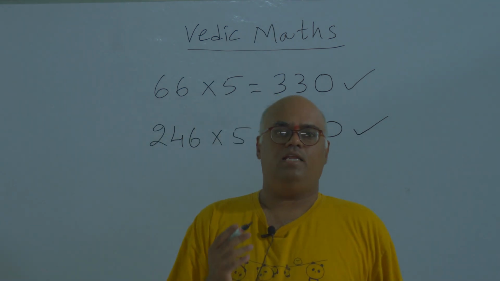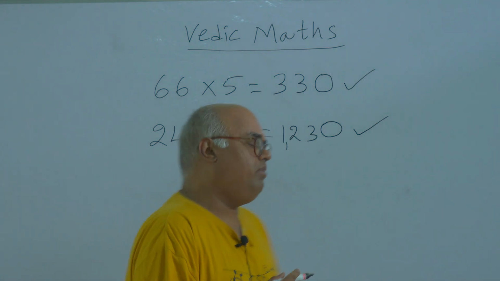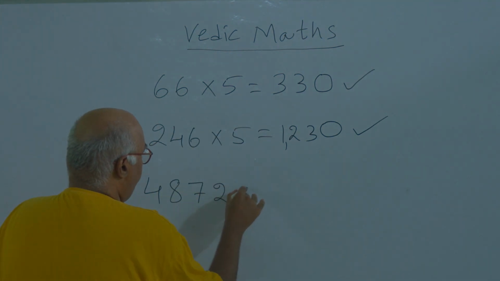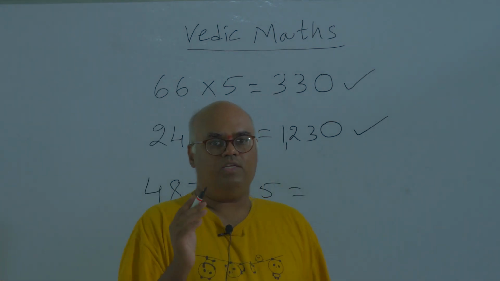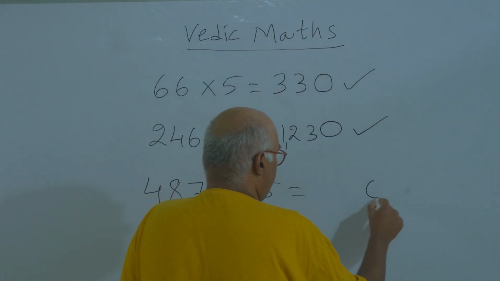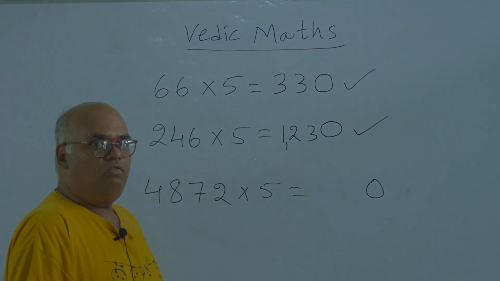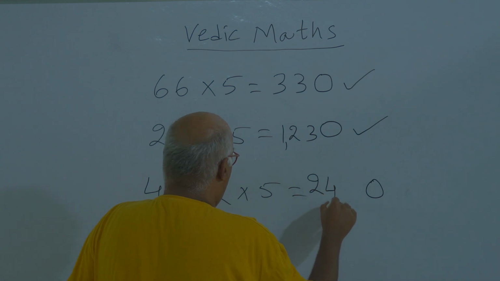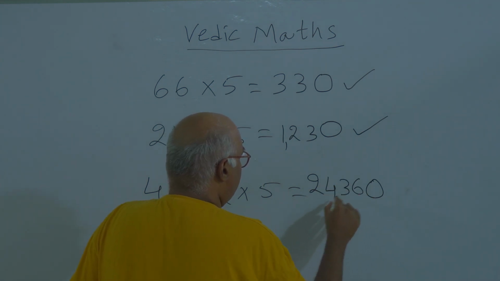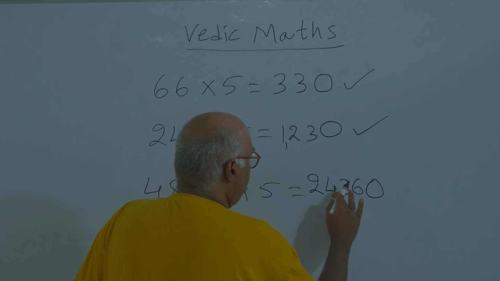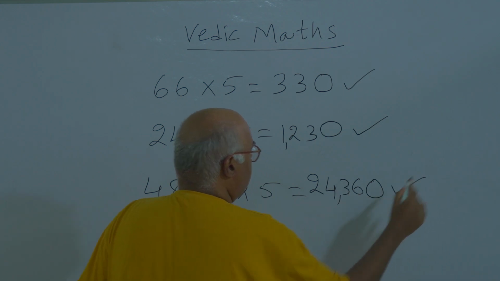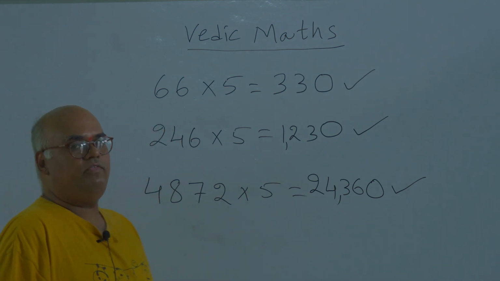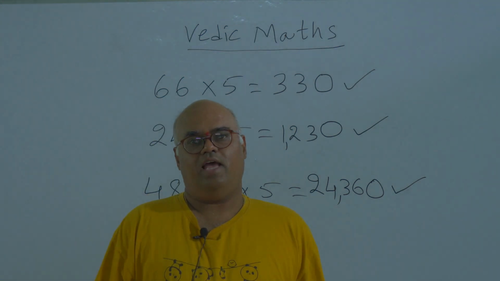Now I will take a last example. I will take a 4-digit number. Say 4872 into 5. First step is put 0 in the unit place of the answer. Now find half of 4872. Half of 4872 is 2436. So 24,360 is the required answer. So 4,872 into 5 is equal to 24,360. It's as simple as this.